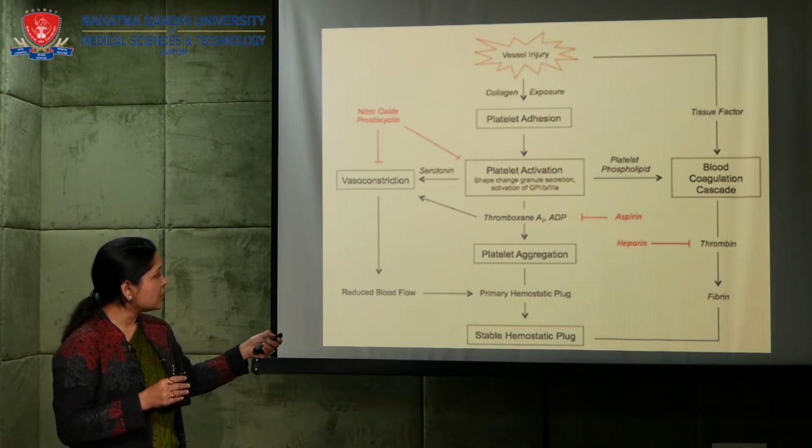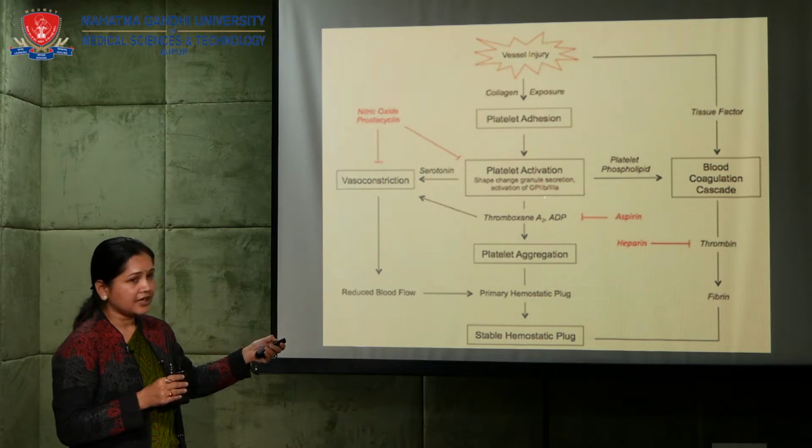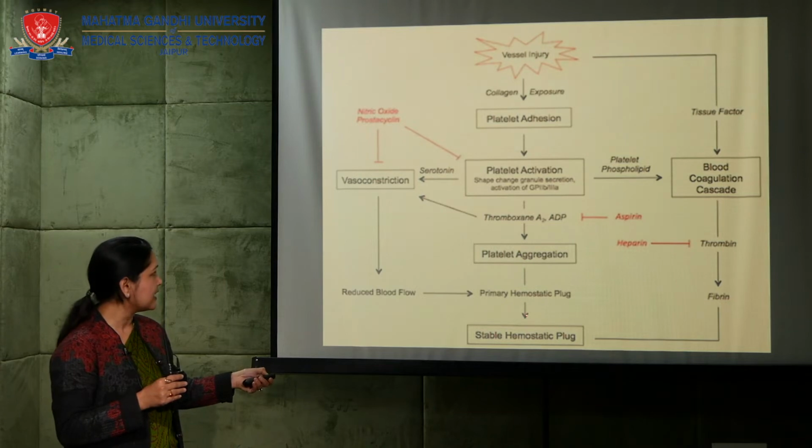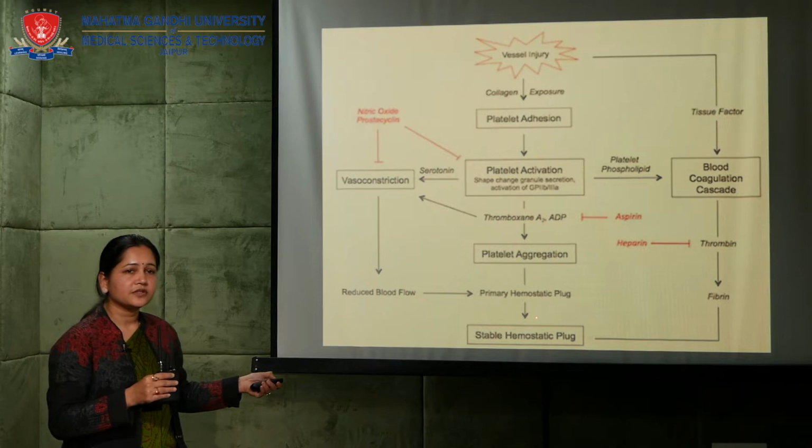Now this also in turn will activate the final receptor GP2B3A, which binds to fibrinogen and then fibrin, which gets converted to fibrin with the help of thrombin. So thrombin converts the fibrinogen to fibrin, and the platelets get aggregated with fibrin to form a stable hemostatic plug. Serotonin will in turn result in vasoconstriction and will narrow the vessel, causing further aggregation and formation of the hemostatic plug.